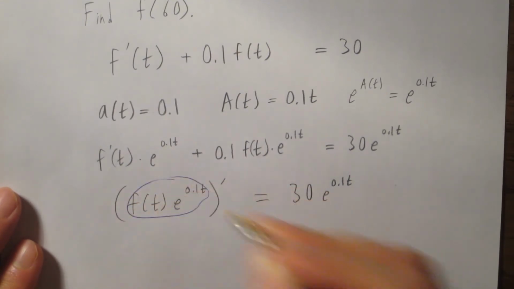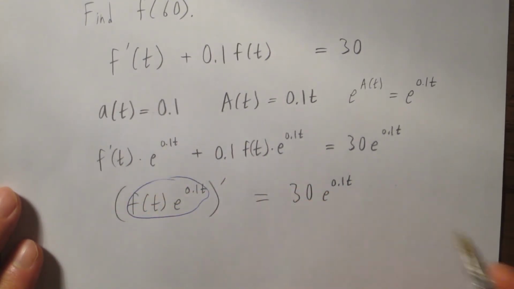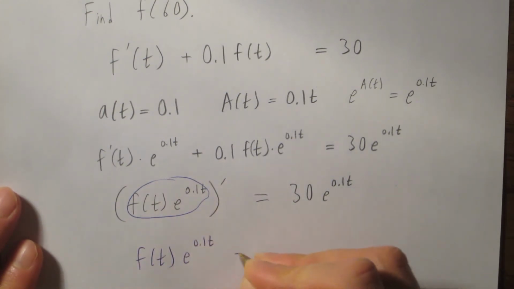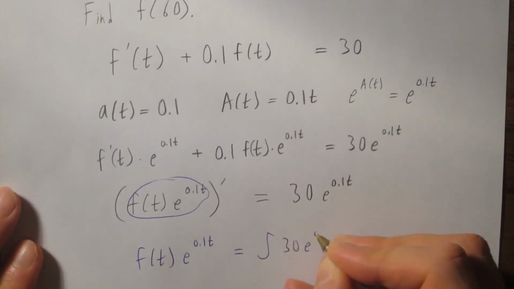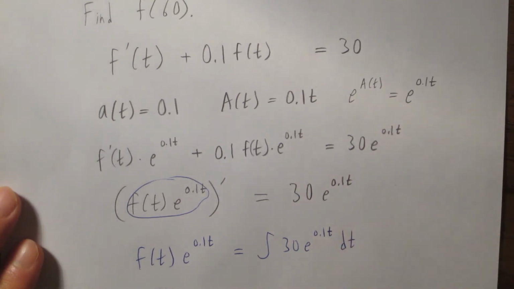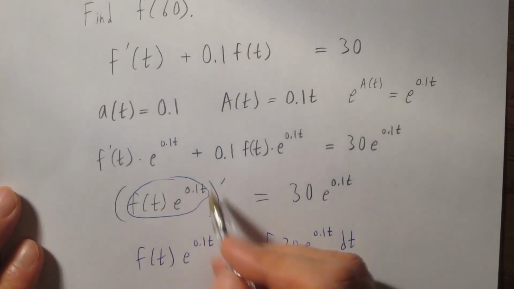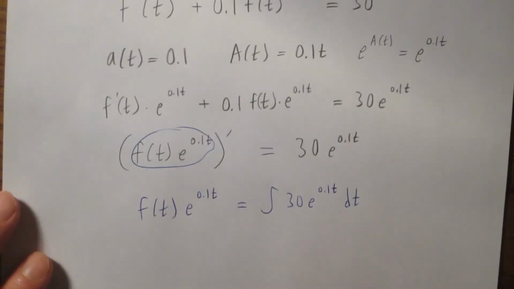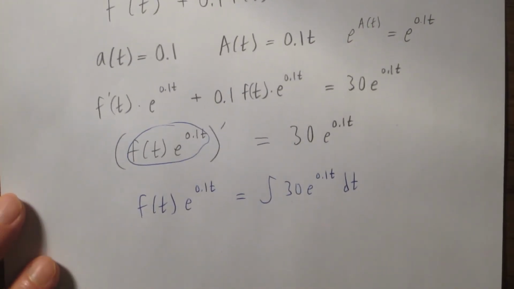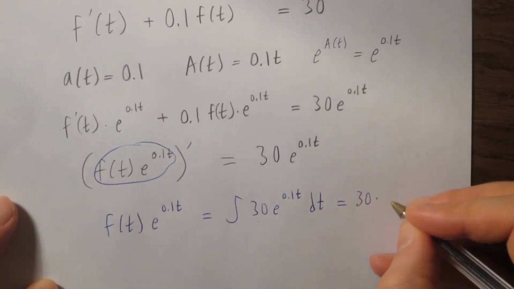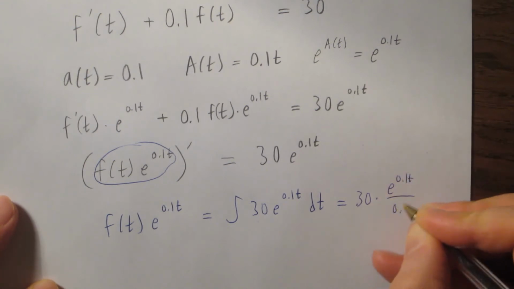So the derivative of something is 30 times e to the power of 0.1t. Then this thing has to be the integral of 30 times e to the power of 0.1t, because integration is differentiation backwards. If this guy differentiates to 30 times e to the power of 0.1t, it has to be the indefinite integral of 30 times e to the power of 0.1t. That's the basic idea. And so this is 30, that just hangs around, times e to the power of 0.1t divided by 0.1, plus c.